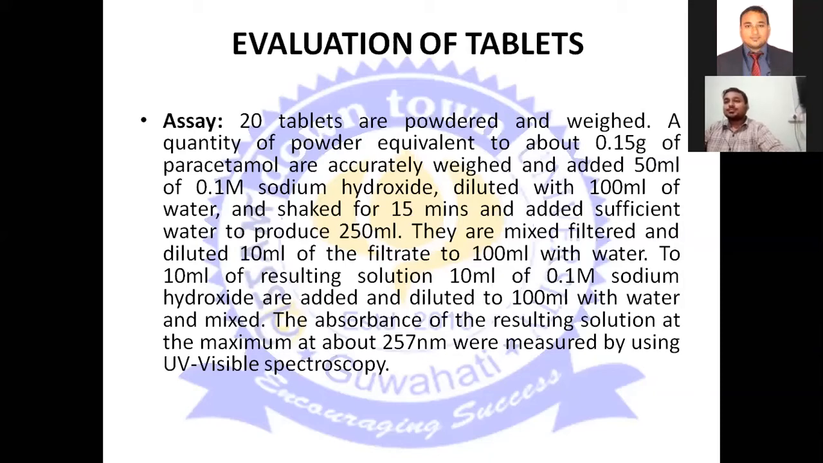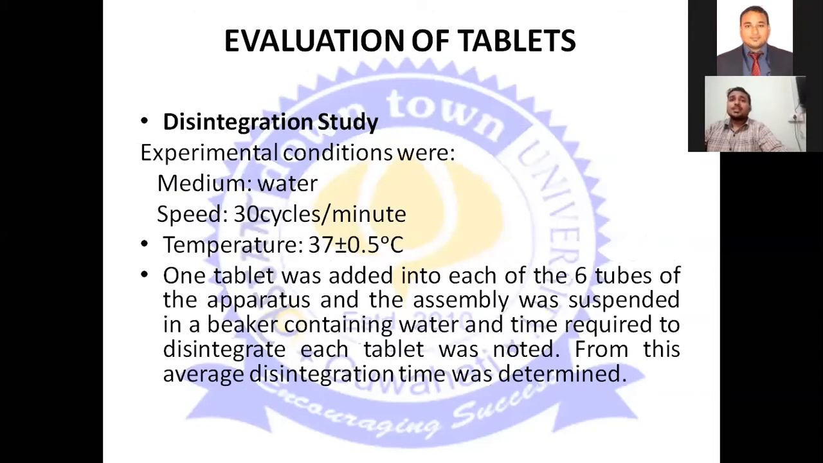Next, disintegration study. I have already demonstrated in the video how you can determine the disintegration study. Okay, so for the disintegration test we take water as the medium. The speed of the disintegration apparatus is 30 cycles per minute and the temperature should be 37 degrees Celsius. So these are the main conditions for the disintegration test.